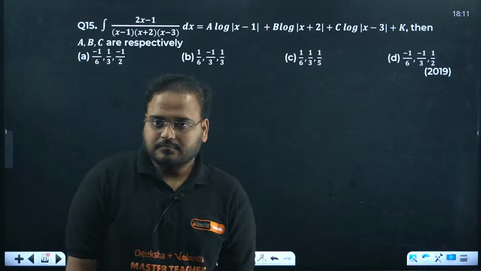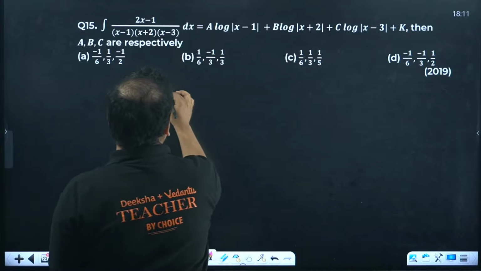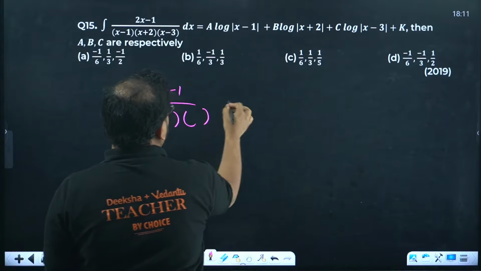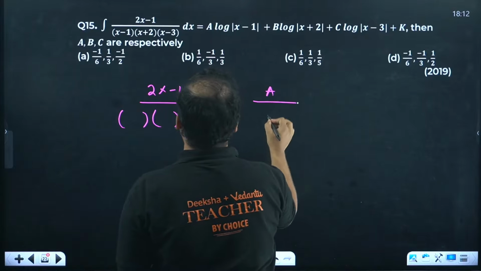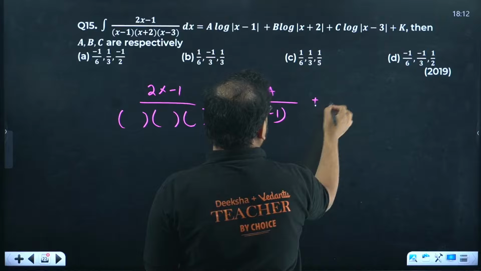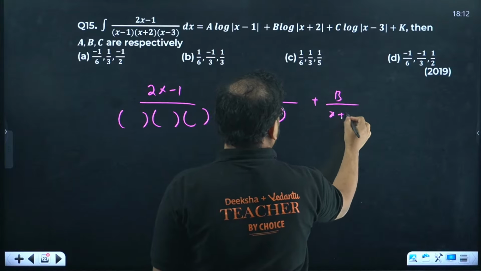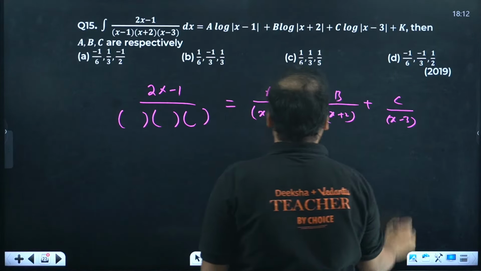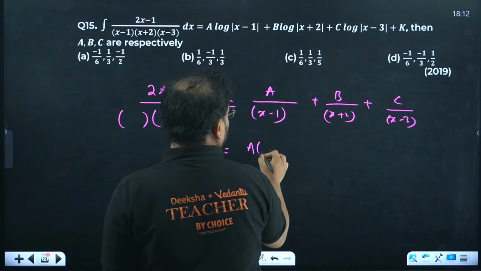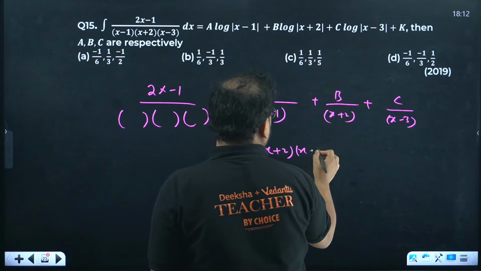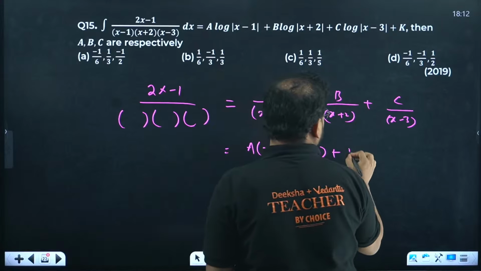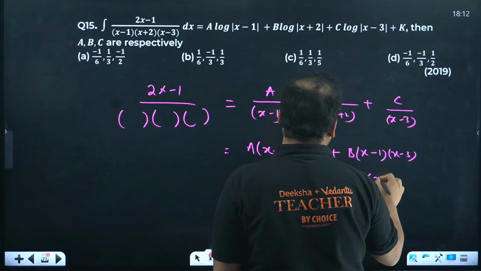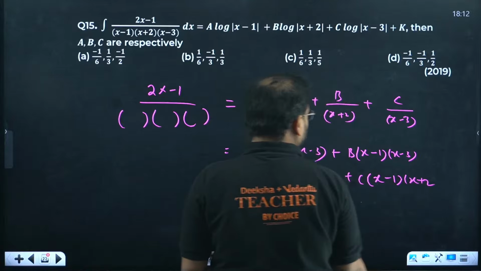15th one, a simple question, by the way. We have three fractions. We're gonna go like this: 2x minus 1 upon this particular fraction that we have over here. We'll compare over here with a upon x minus 1, b upon x plus 2, and c upon x minus 3. Cross multiply, you'll have the result as a times of x plus 2, x minus 3, plus b times of x minus 1, x minus 3, and c times of x minus 1 and x plus 2.